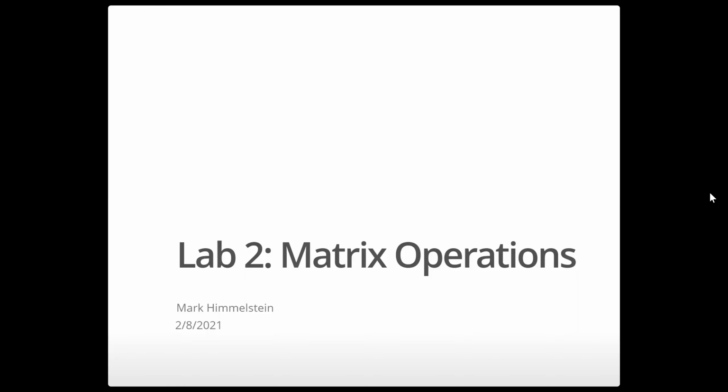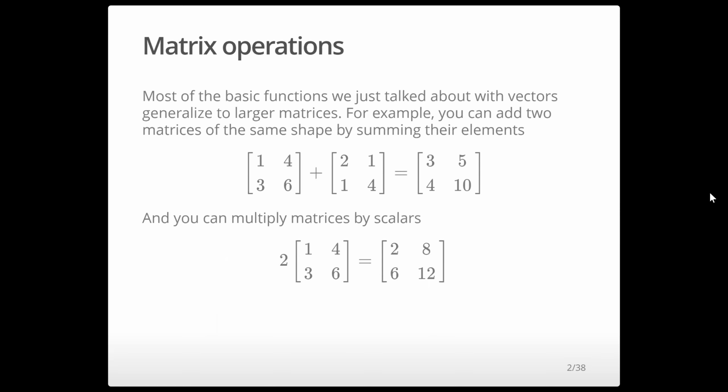Last thing we're going to do this week is take a look at how we can extend these vector operations to larger matrices. So the basic functions that we talked about, like addition and scalar multiplication, are straightforward. You can add any two matrices of the same shape just by summing their elements, and you can multiply a matrix by a scalar just by multiplying the scalar by each element. So nothing too new here.